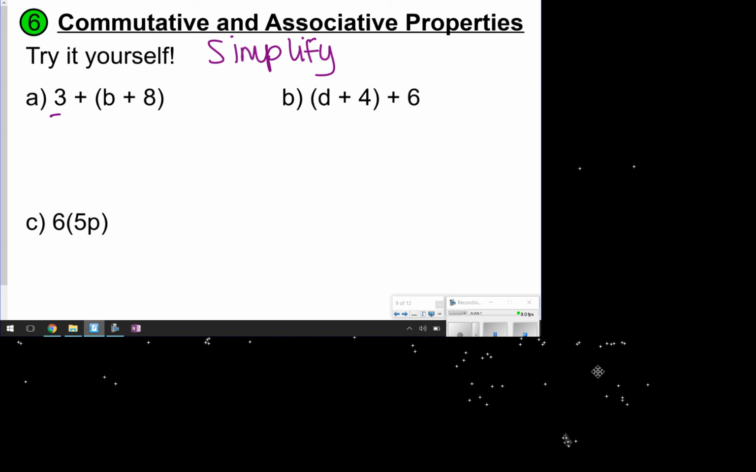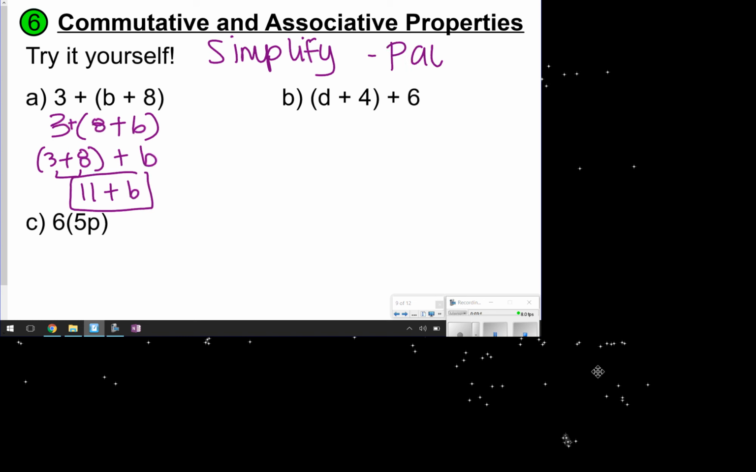So what I'm going to do first is show the commutative property and get both 3 and 8 close together. Then I can show the associative property by moving the parentheses and finally adding them. 3 plus 8 is 11, so my answer will be 11 plus B. Go ahead and take time now to pause the video and try option B and C. Click play when you're ready to check your answer.